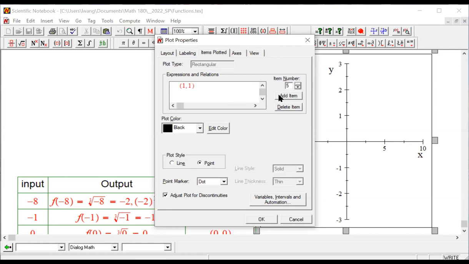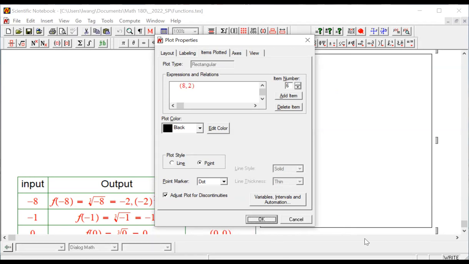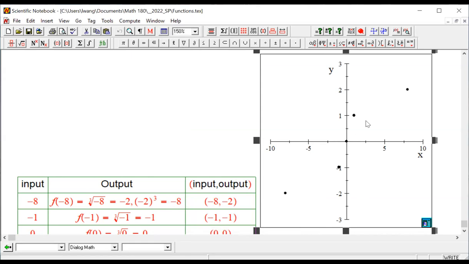Input 1, output 1. Input 8, output 2. We can choose as many points as we wish, right? So these are the dots. Look at the black dots. And we connect the dots.